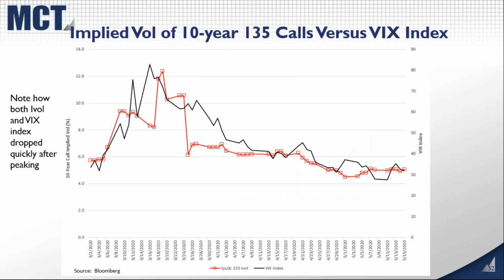But what this shows here too is that the spike in implied volatilities tends to be short-lived. In this case, the red line is the 135 call implied volatilities. The black line is actually the VIX index, which is essentially an index of equity option implied volatilities. And you can see that the implied volatility, especially on the Treasury note, spiked in mid-March and fell off pretty rapidly, and then stayed in line with each other and tended to deflate, if you will, as things progressed.